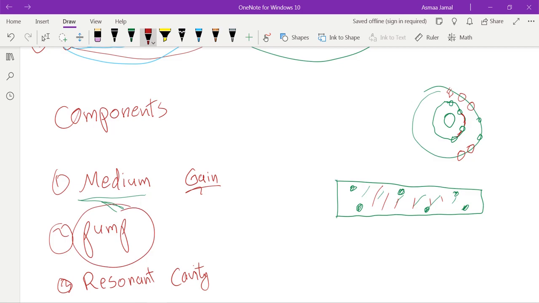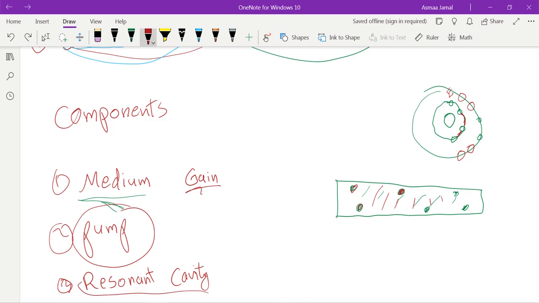There are three different laser pumps: the electromagnetic, which means using electricity; the optical, using light; and chemical, which uses a chemical reaction. All of them are sources of energy for those atoms inside the medium.